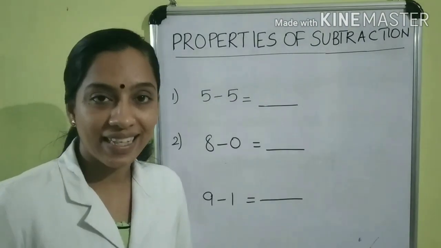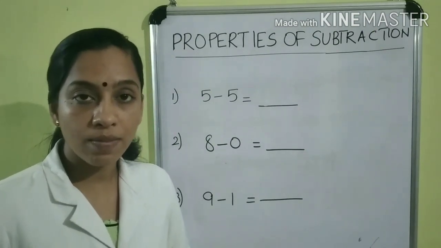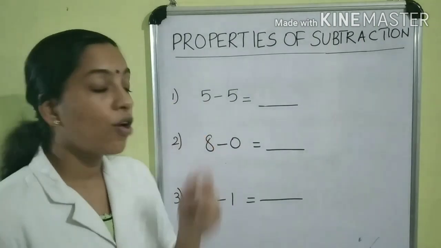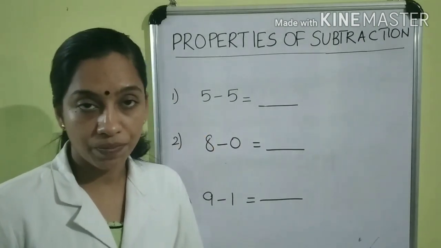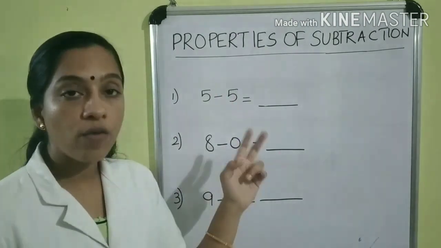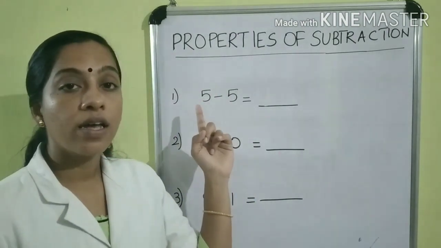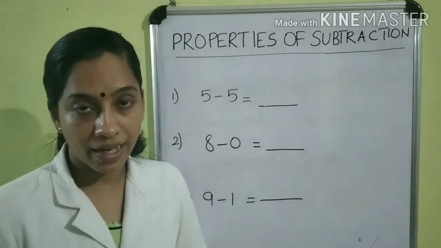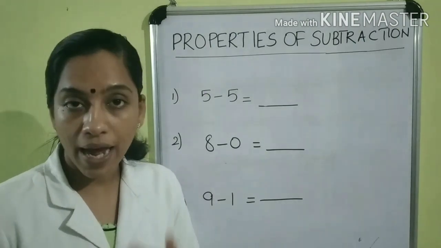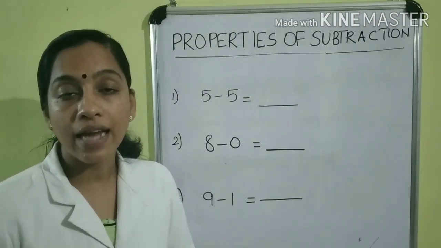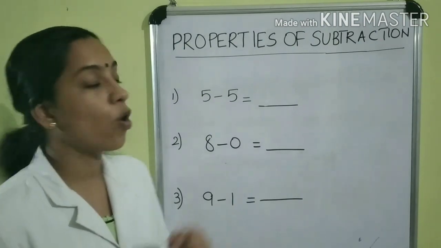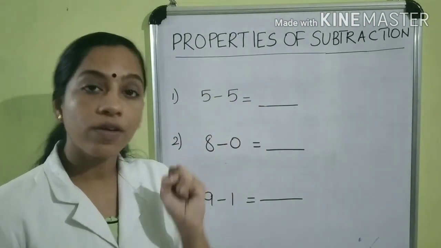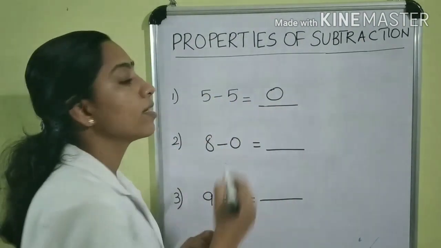Okay. Children, let us solve some problems using the properties of subtraction. Our first question, 5 minus 5 is equal to dash. Here, the number 5 is subtracted from the number 5 itself. So here we can use the first property. That is, if a number is subtracted from itself, the answer becomes 0. So here, what will be the answer? 5 minus 5, 0. So we can write here 0.